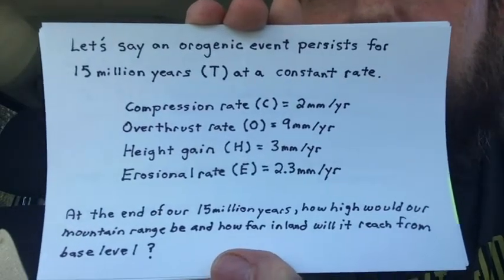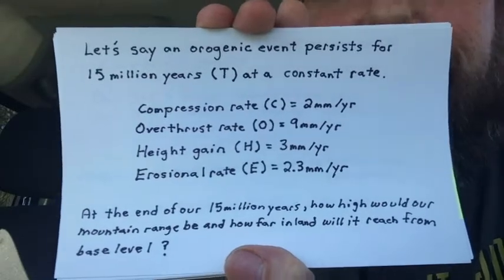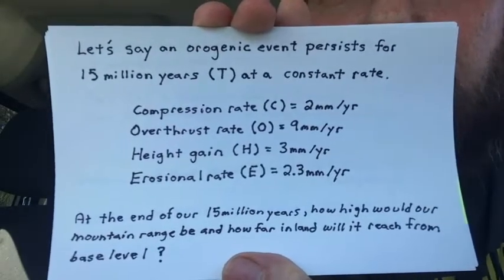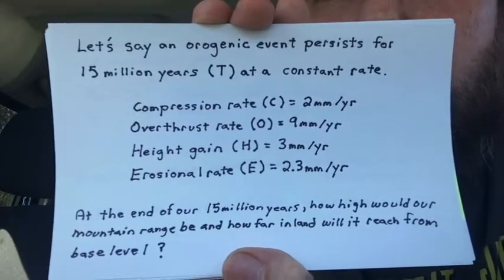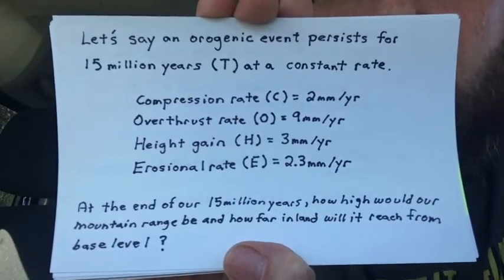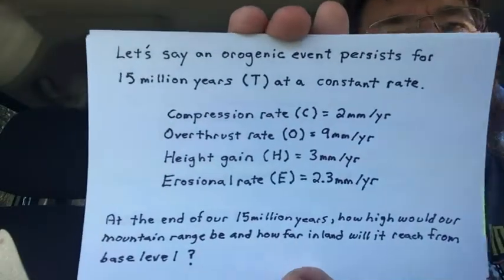Our height gain, and when I say height, it also means tall, because I'm going to use that word as well, which is our H, equal to 3 millimeters per year, and our erosional rate E, I set it to 2.3 millimeters per year, which is somewhat typical for erosion rates on higher lands, actually slightly under. At the end of our 15 million years, how high would our mountain range be, and how far inland, overriding that other plate or underlying unit, will it reach from base level? I just explained how we're talking about base level here.